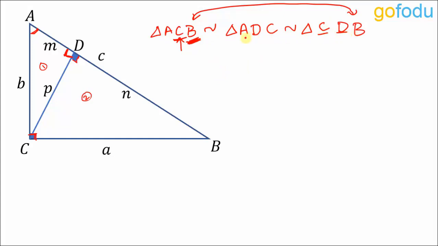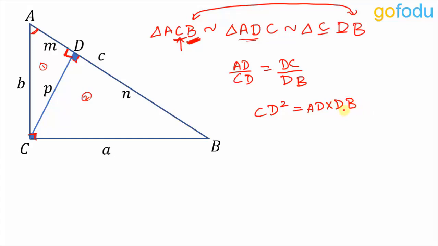From here, we can say AD upon CD is equal to DC upon DB. That means CD and CD will give CD square. CD square is equal to AD into DB. Substitute the variables. CD is what? P. So P square is equal to AD into DB. M into N. P square is equal to MN. So this is one important property.